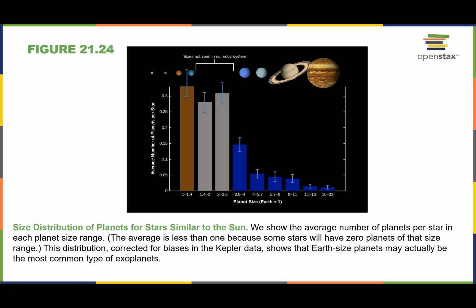This one is looking at extrasolar planets, again the planet size, and then here is the average number of planets per star. That one doesn't make sense to me because we have a fraction.